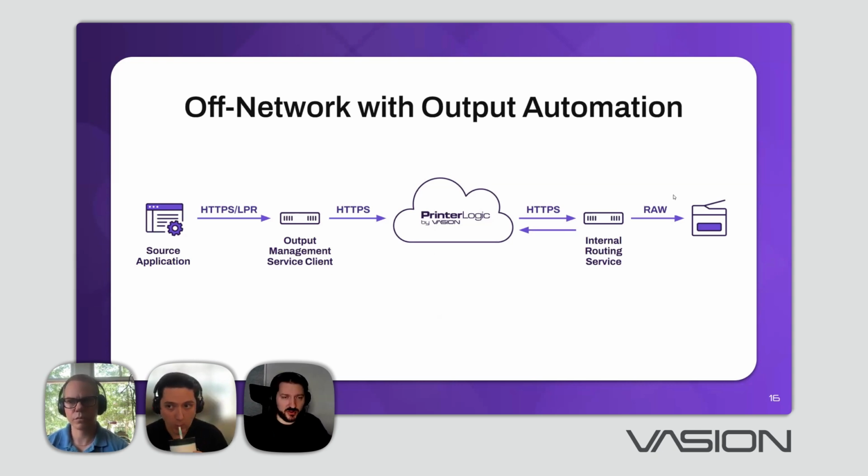On the printer side, within the network that can speak to the printers, there's an internal routing service, and it is keeping a constant connection to the gateway, watching for any jobs coming in. When it sees one that's destined for a printer that it has purview over, then it's going to open a new connection, download that down, and then push it directly to the printer. So using that methodology, we're able to avoid having to open any ports or use a VPN.